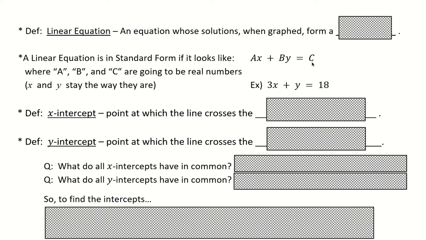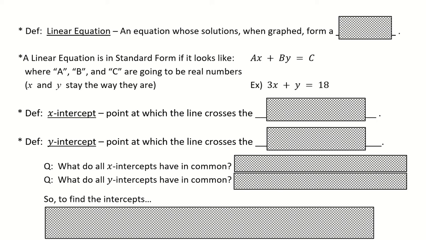Now, some of the fine details is that this leading term, the x term, is not really supposed to be negative. Right here, 3x plus y equals 18 is a good example of standard form. You're not really supposed to have a negative 3x. And that's only for the leading term, only for the x term. It's not really supposed to be negative.